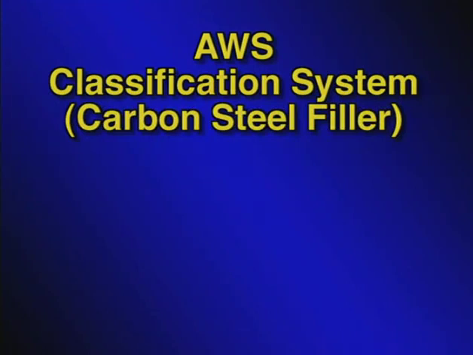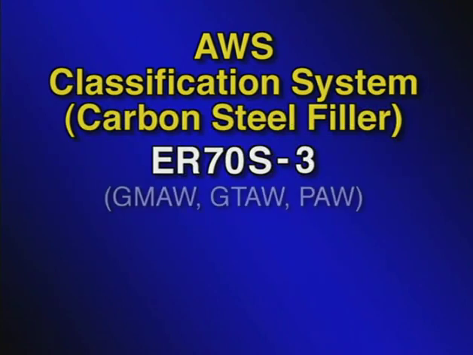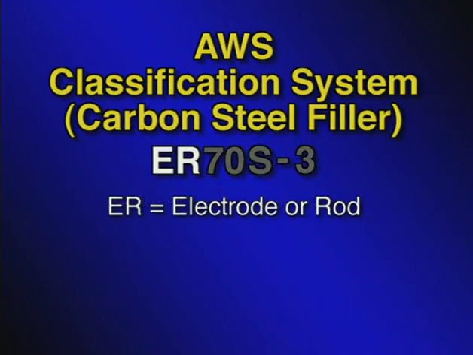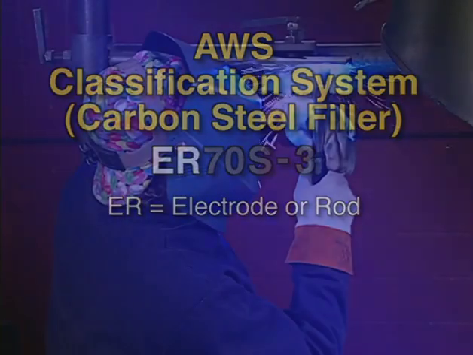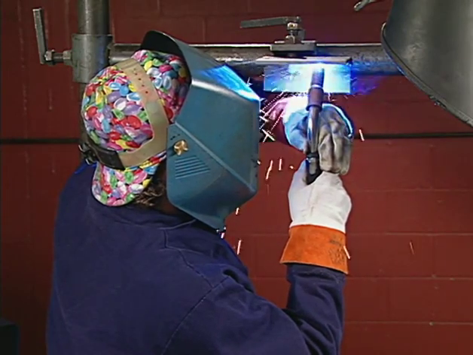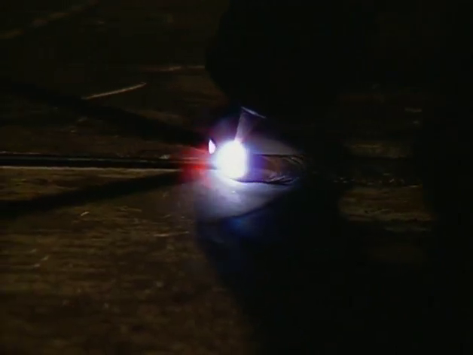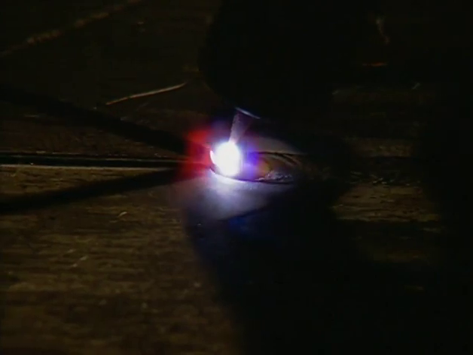The American Welding Society has developed a classification system for filler metals, so you can match the filler metal to the base metal you're welding. A typical AWS classification for carbon steel filler metal is ER70S-3. This classification covers gas metal arc welding, gas tungsten arc welding, and plasma arc welding, or PAW. The ER stands for electrode or rod. If you're welding with GMAW, the E applies because the filler also delivers current for the arc. And when you're welding with GTAW or PAW, the R designation applies because it's used for filler only.